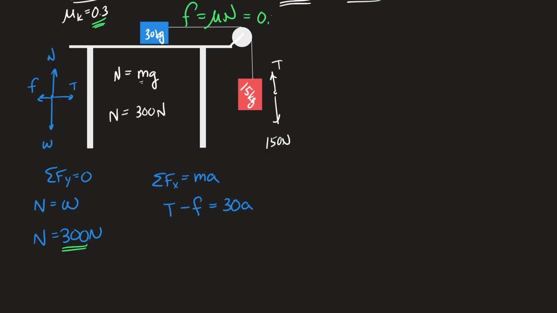Mu is 0.3, and the normal force is 300. So 0.3 times 300. I think it's 90, right? So this will be 90 newtons. So down here where I have tension, that means tension minus 90 equals 30A.